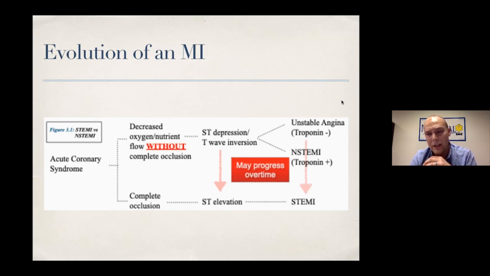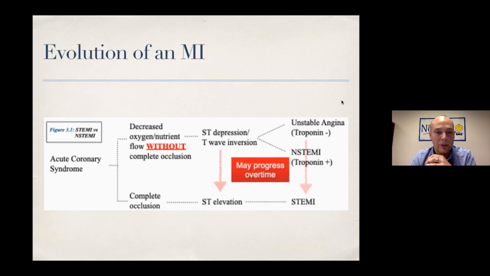Now, the way to differentiate those is typically within the emergency department with troponin levels. Once they get to the department and they do a troponin, if the troponin is negative, that's typically considered more of an angina. A lot of times those people improve with nitroglycerin. A non-STEMI is a positive troponin without ST elevation. So you can have a non-STEMI with a normal EKG and positive troponin, or a non-STEMI with ST depression or T wave inversion and a positive troponin.